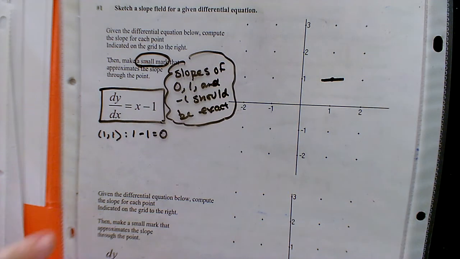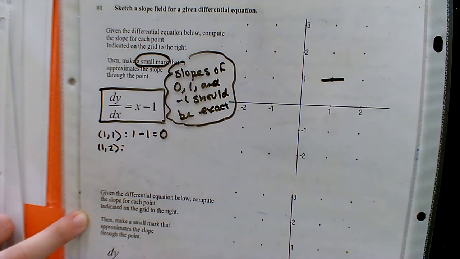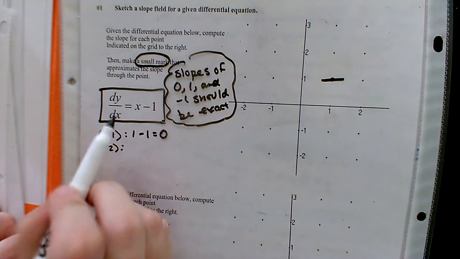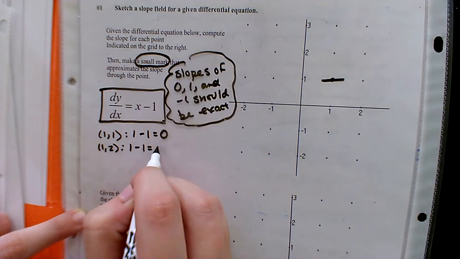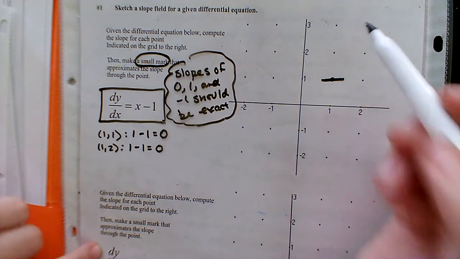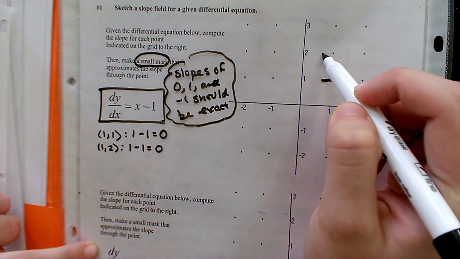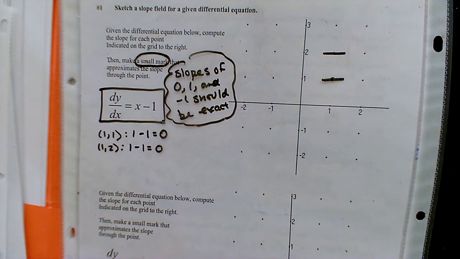2. Say it again. 1, 2. Okay, so we're going to take that ordered pair, plug it into our differential, aka derivative equation. We only have an x in it, so we only have to plug in the x coordinate. Looks like we get another slope of 0. So at that coordinate point, we have another flat slope.